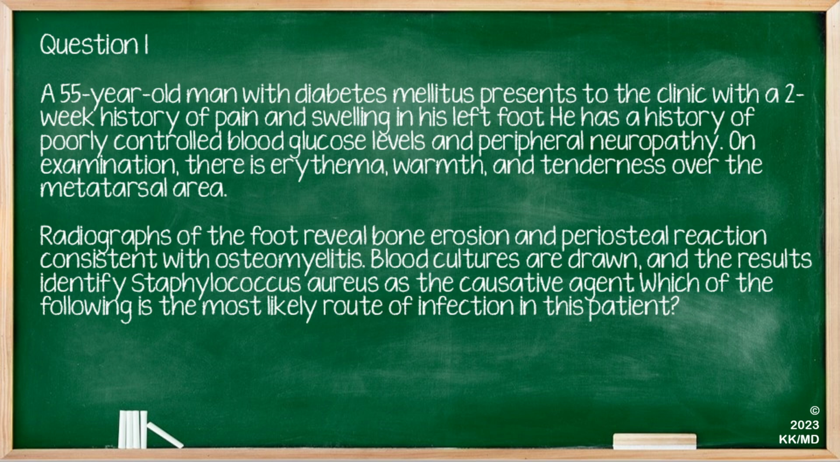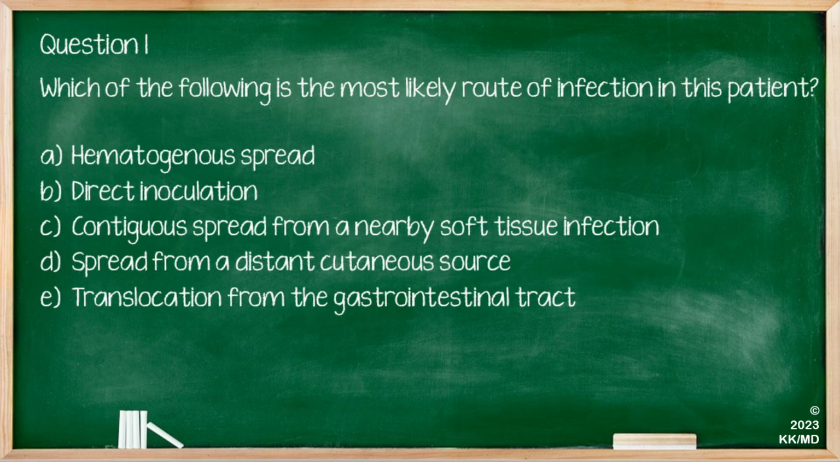Which of the following is the most likely route of infection in this patient? So these are your options. Hematogenous spread, direct inoculation, contiguous spread from a nearby soft tissue infection, spread from a distant cutaneous source, or translocation from the gastrointestinal tract. So you might wish to pause the video at this point and look back at the vignette, just to remind yourself of the history.